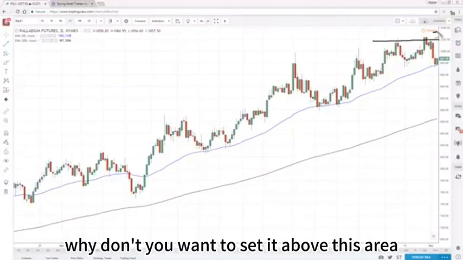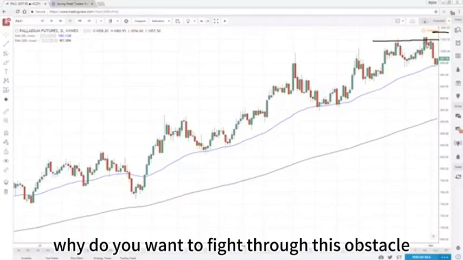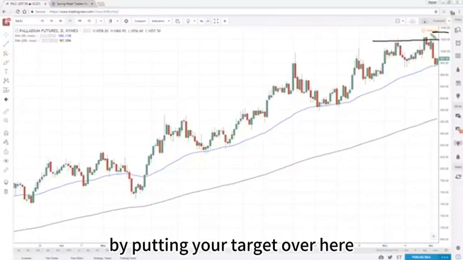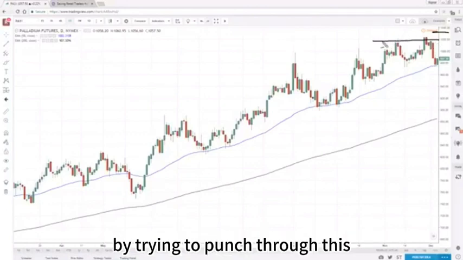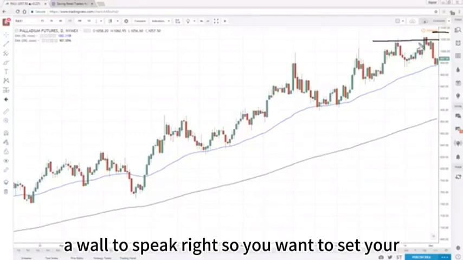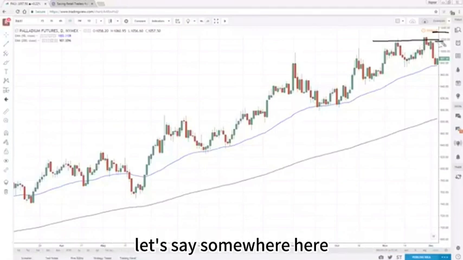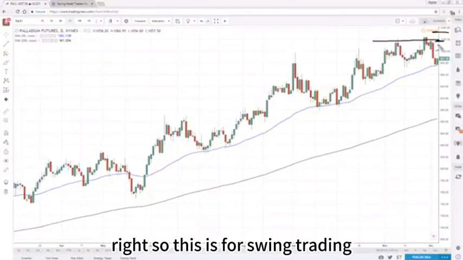Why don't you want to set it above this area? It's quite simple, because why do you want to fight through this obstacle to get to this level? This is where sellers could potentially come in. By putting your target over here, you're doing yourself a great disservice by trying to punch through a wall, so to speak. So you want to set your target just before this area, let's say somewhere here, so you have a better chance of getting your order filled. So this is for swing trading.